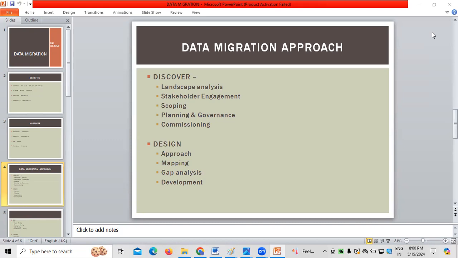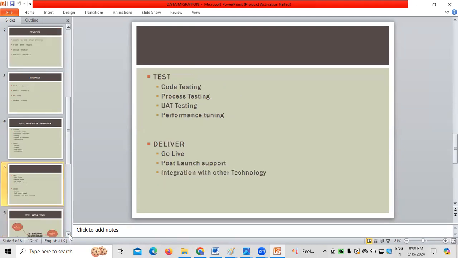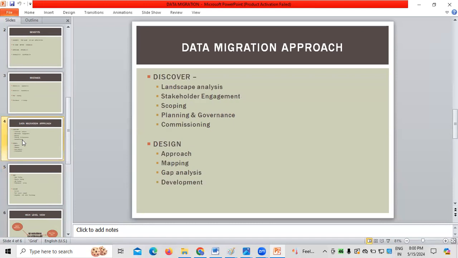There are different stages in data migration. The first stage is called discover. The second is called design. The third one is called test. The fourth one is called deliver. These are the four stages in data migration.